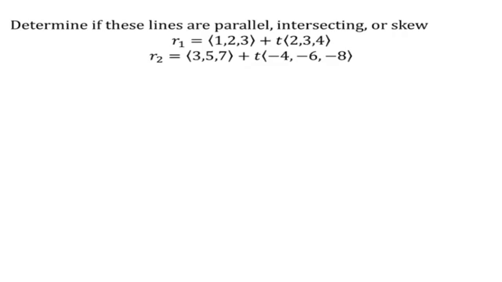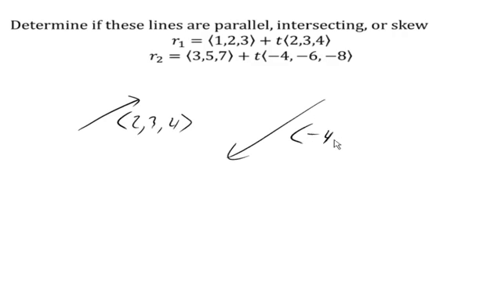We want to determine if these lines are parallel, intersecting, or neither, which we call skew. So looking at these two lines, we can start by looking at the direction vectors. The first line has a direction vector of 2, 3, 4, whereas the second line has a direction vector of -4, -6, -8. Now you might notice that this vector is exactly -2 times the first one.